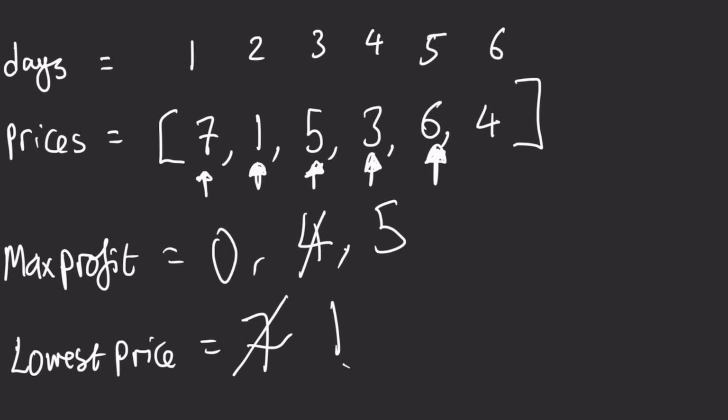Now moving on to day 6. If we sold on day 6, having bought on day 2, sorry, we would make a profit of 3, which is less than 5. Therefore, we can't update our maximum profit, and we can't update our lowest price. So that's the general strategy. So now let's move on to the code and see how this looks in code.